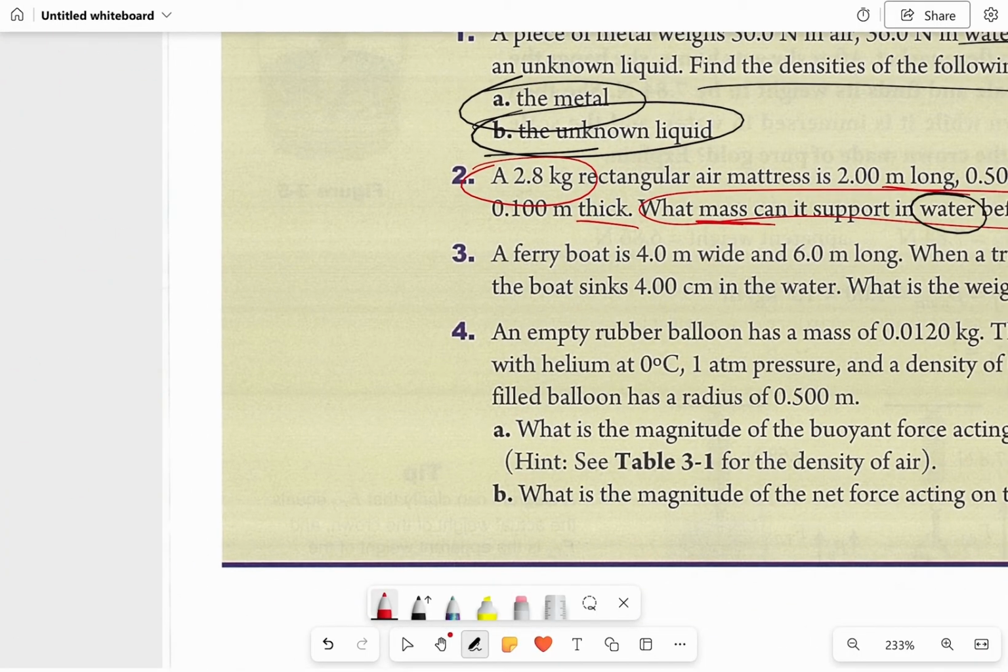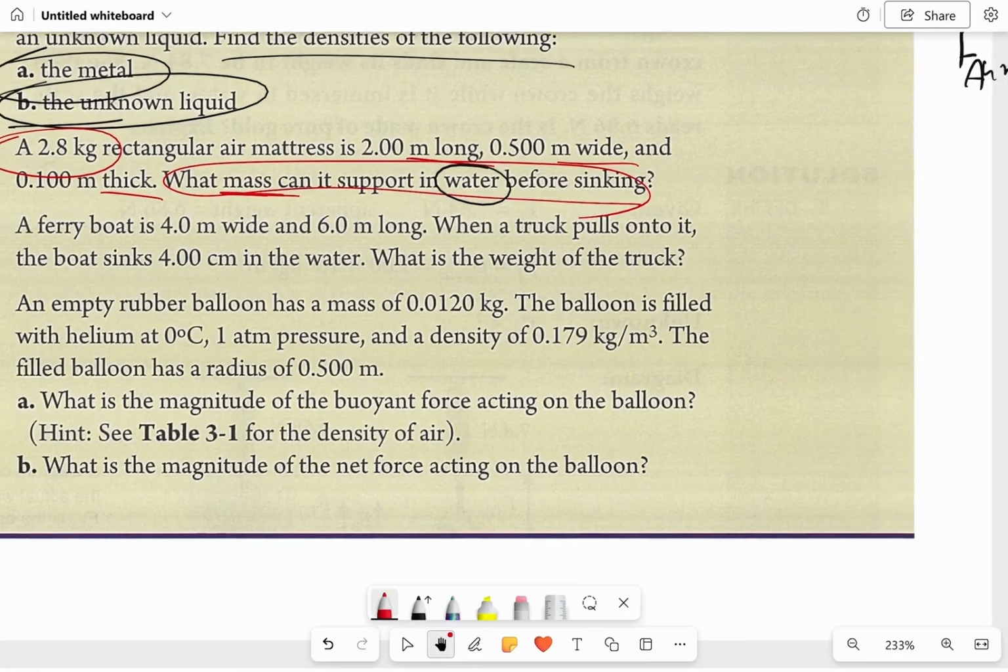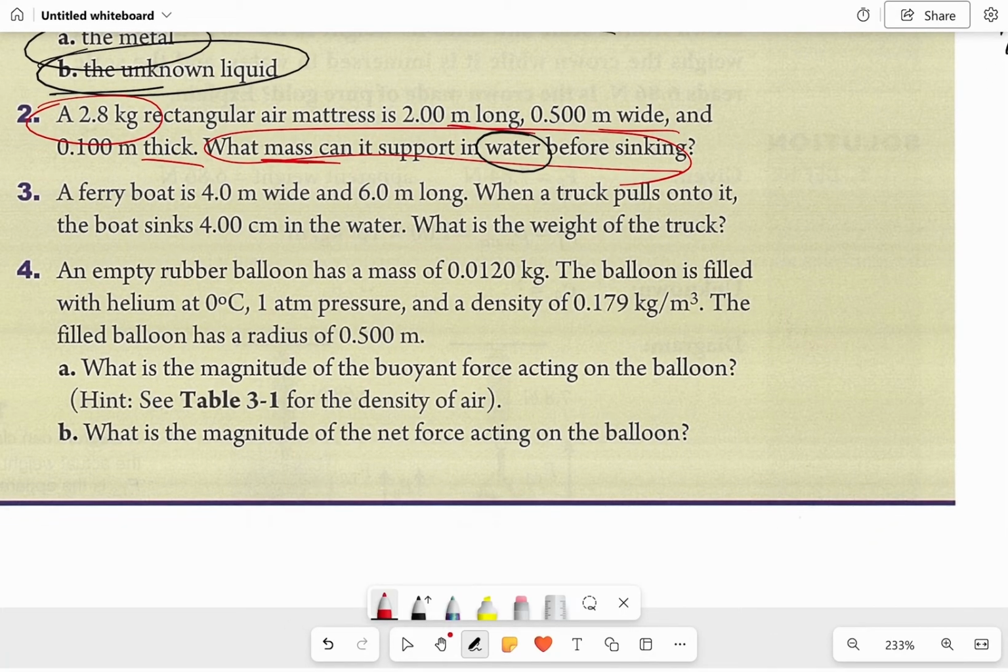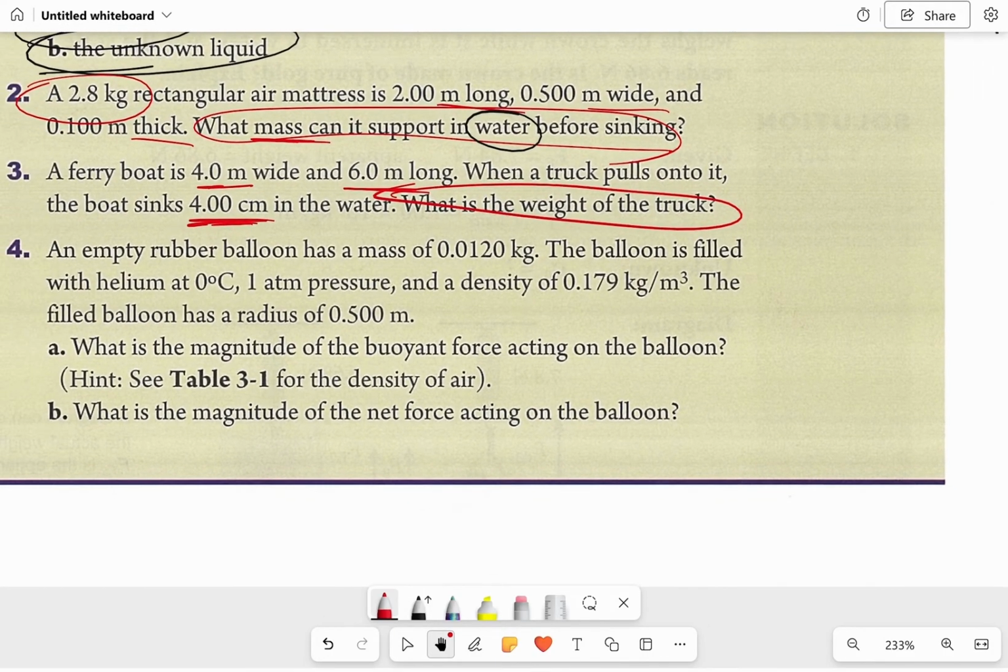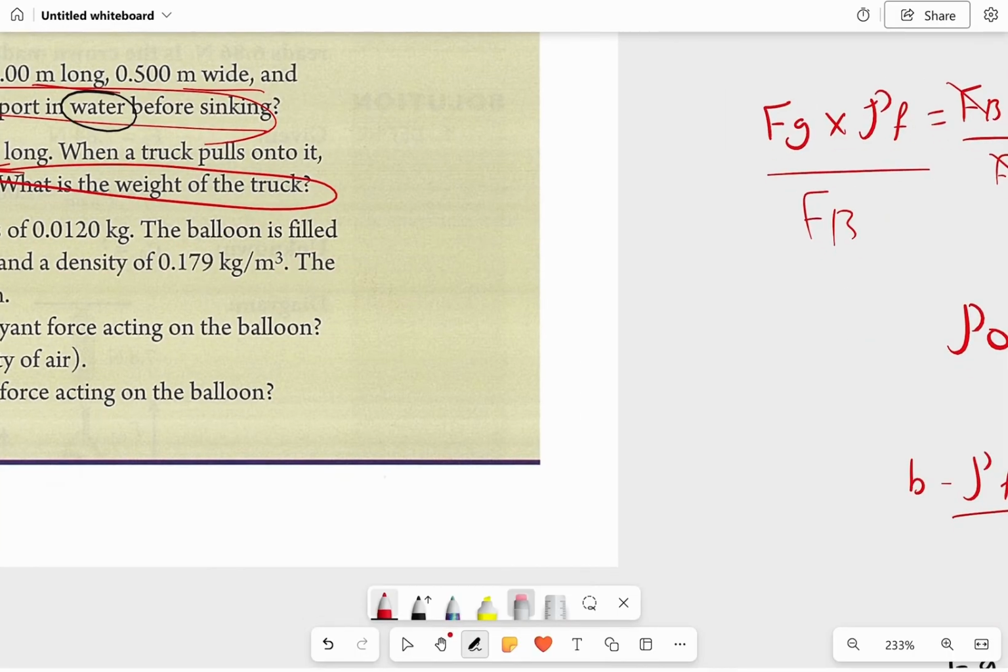You have question 3. It says a ferry boat is 4 meters wide and 6 meters long. When a truck pulls onto it, the boat sinks 4 centimeters in the water. This 4 centimeters, guys, is the height. You have width, you have length, and you have height too, which is 4 centimeters. What is the weight of the truck? It needs FG. It's a really good question, and it's an easy one too. So you have width. Oh, let's erase this one.